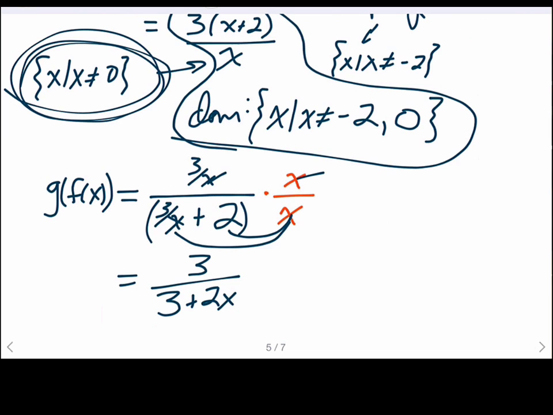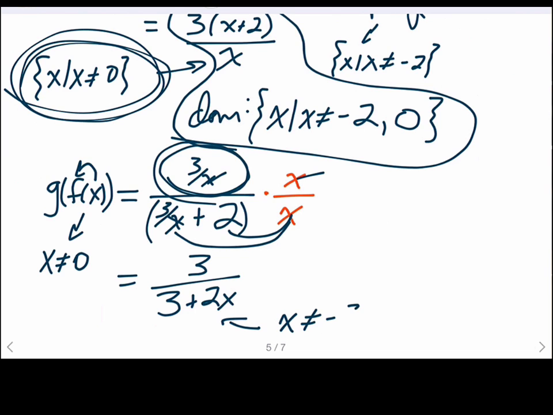Now we consider the domain. First, the domain of f. Since f is equal to 3 over x, I know that x cannot be equal to 0. For the resulting function, since the denominator is 3 plus 2x, I know that x cannot equal negative 3 halves. So the domain of this is all of the numbers that we didn't already exclude. The set of x such that x does not equal negative 3 halves or 0.